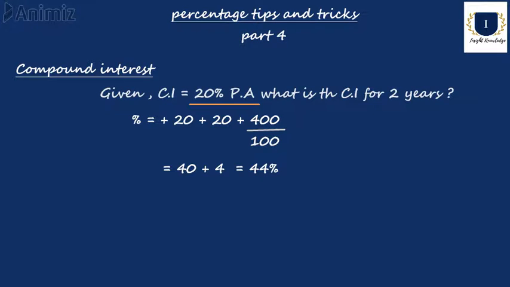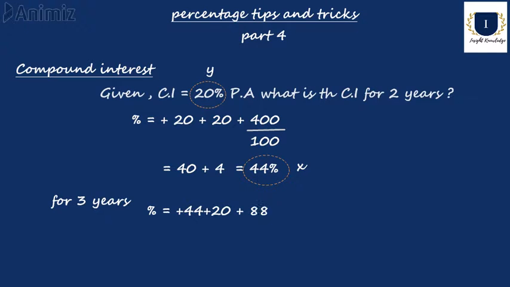If they ask to find compound interest for 3 years, then it's very simple. We already saw a similar case, right? Take this 44 percentage as X and per annum compound interest is 20 percentage. So for the third year also it is 20 percentage only. So take the 20 percentage as Y. By applying in the formula, we get percentage is equal to plus 44 plus 20 plus 880 divided by 100, which is equal to 64 plus 8.80, which is equal to 72.80. You got it, students?